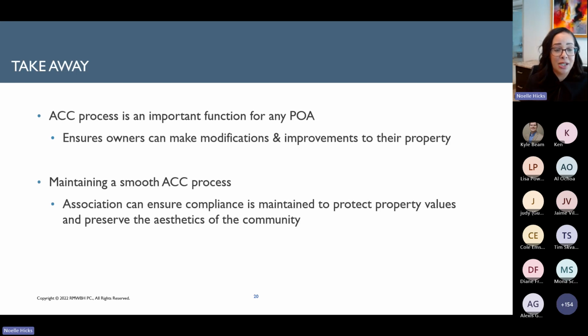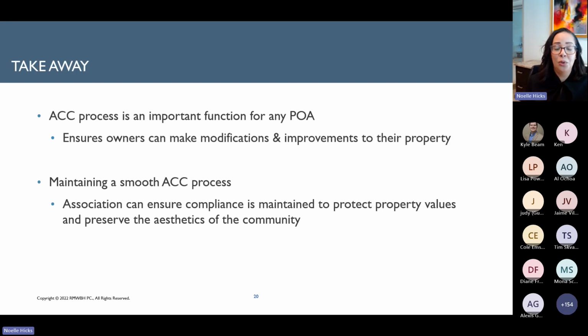In another one of our presentations, we talk about the ACC appeal process and the ability for a homeowner to request a 209 hearing under Chapter 209 of the Property Code. So these are all things that go into this same process. Owners do have those rights, and so we want to make sure that they know about them and we give them to them.